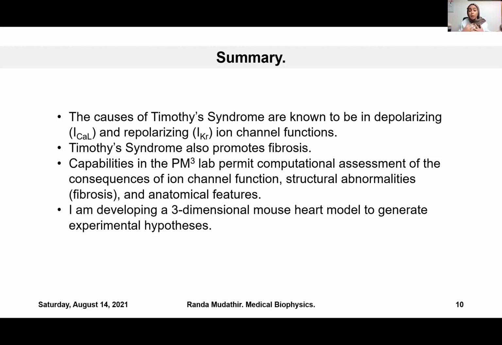And I'm working on developing a three-dimensional mouse heart model, which I will then use to incorporate all of these ion channel functional changes, structural abnormalities, and anatomical features to replicate the heart of a patient with Timothy syndrome. Hopefully we could use that to develop a model for Timothy syndrome and study the severe arrhythmias that are caused by it.